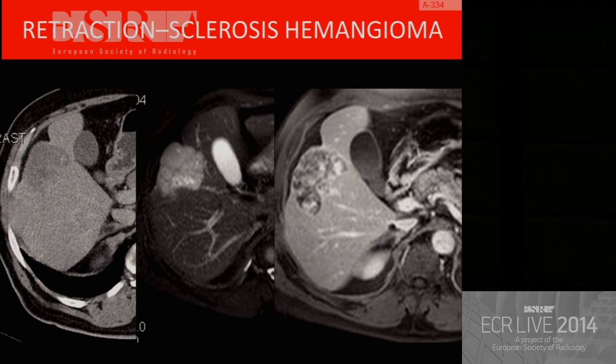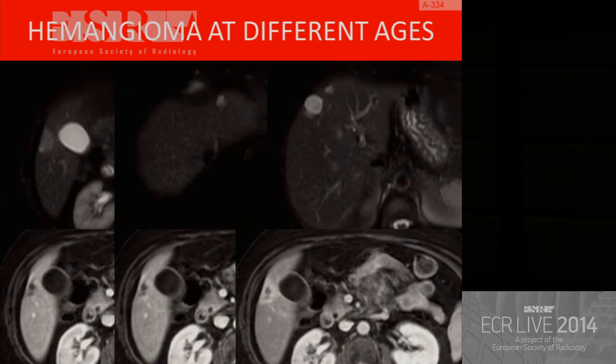This patient had a retraction, which is not a good sign if you're doing liver imaging. You can see the retraction. The T2 signal is not very high. You can compare it to the gallbladder. And look at the enhancement pattern. We were kind of puzzled. We sent the patient to surgery. It turned out to be a sclerotic hemangioma. And you can see the T2 signal. The reason for the T2 signal is there is increasing fibrotic tissue within the hemangioma.